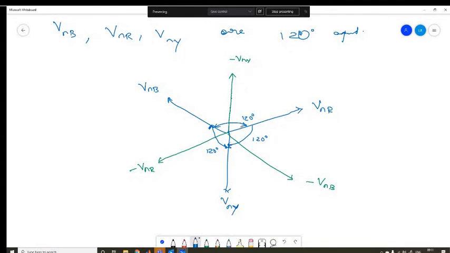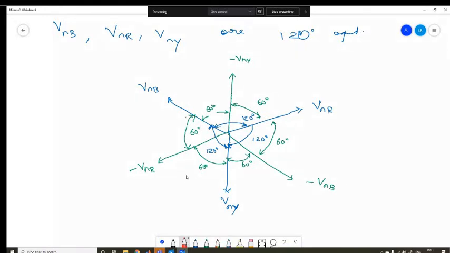Now, if the angle between this and this is 120 degree, then what about this angle? This and this will be 60 degree, half of this. Similarly, between this there will be 60 degree. This will be again 60 degree, this will be 60 degree. The same way, the angle between this and this will also be 60 degree.